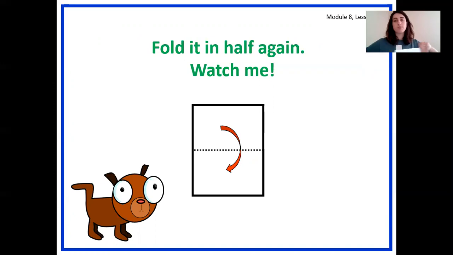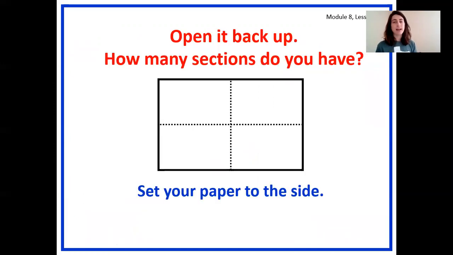Once you get it folded both ways, both directions, open it back up. How many sections do you have? You should have 1, 2, 3, 4 sections. You should have 4 rectangles, 4 quadrilaterals, so that you have 4 different sections that you can draw in. So now I want you to take your paper, set it down to the side, and quick.